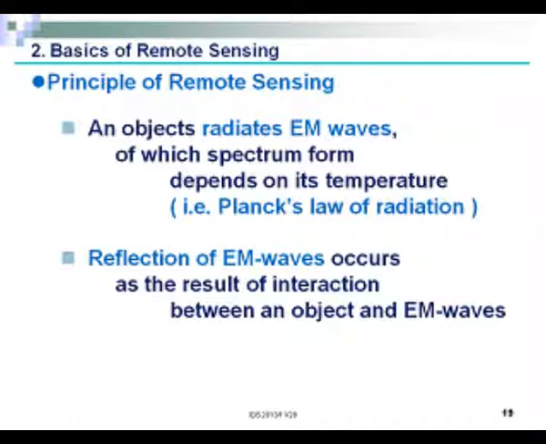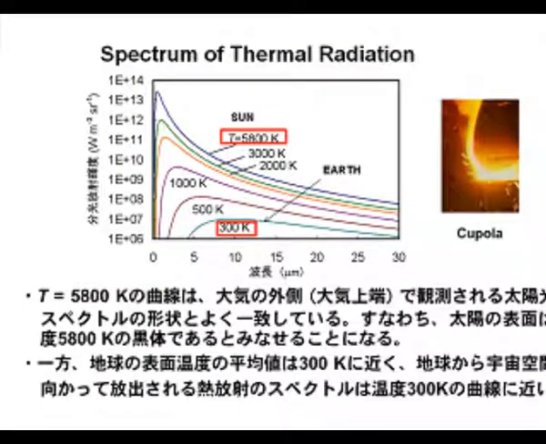Same thing. Objects radiate EM waves, whose spectral form depends on their temperature. That is Planck's law of radiation, as you know. Another phenomenon is that radiation of EM waves occurs as a result of interaction between an object and EM waves. So we can know the condition from the EM wave signals with a sensor.